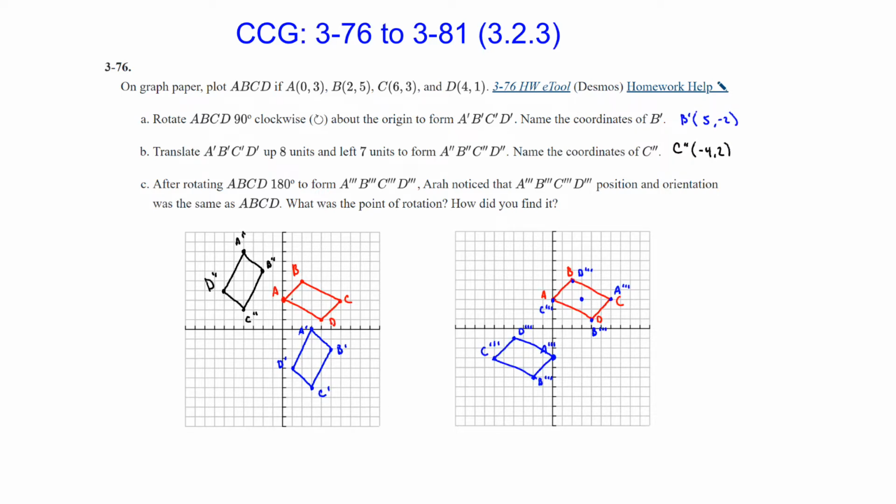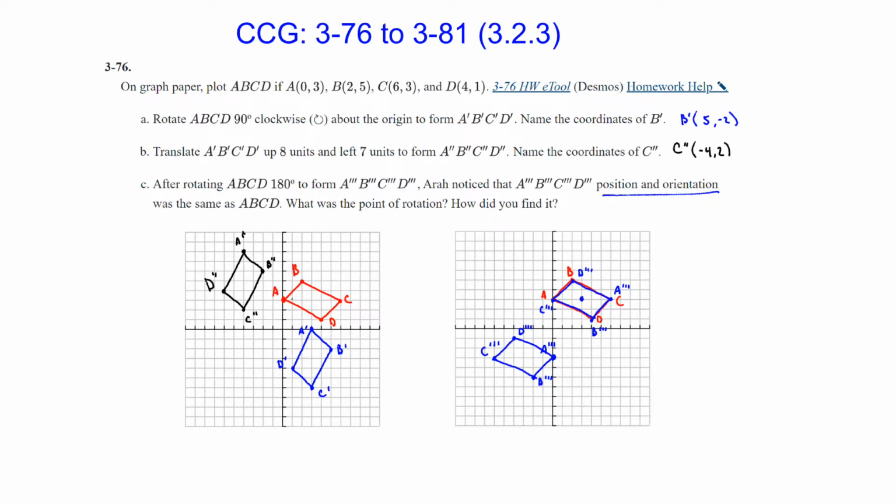And so as I was looking at this problem, I noticed that the position and orientation was the same. So when I originally did this, you can see right here that I actually rotated it around the origin, but it didn't say that. It said that the position and orientation was the same. So basically it fell right on top of the original. So I had to go back and rethink about this.